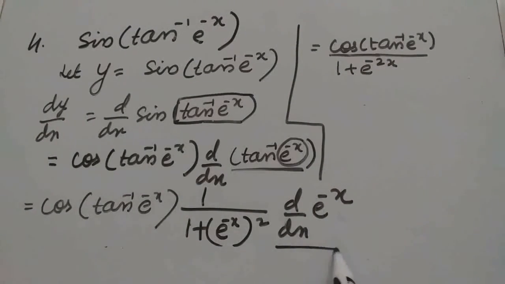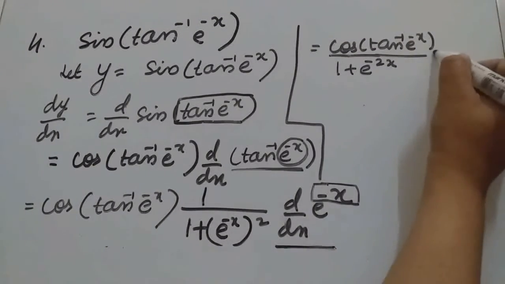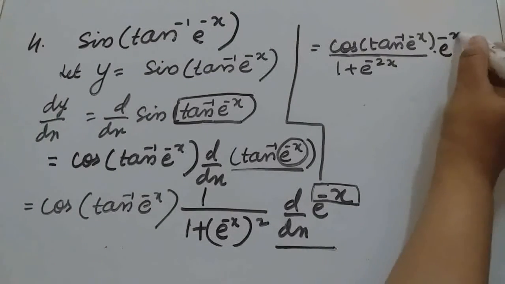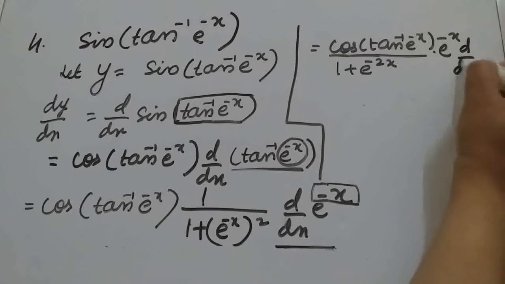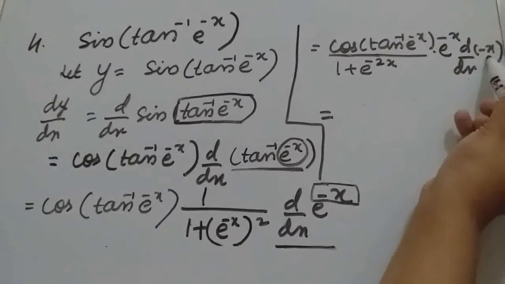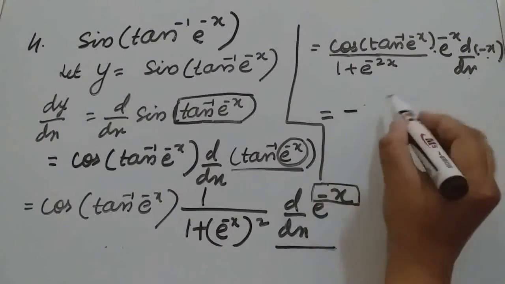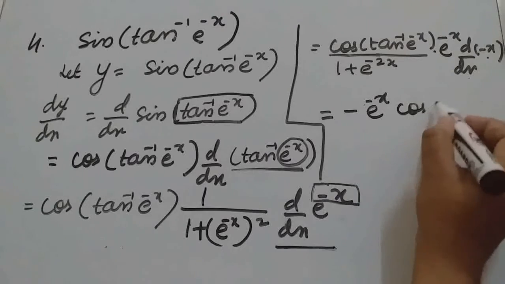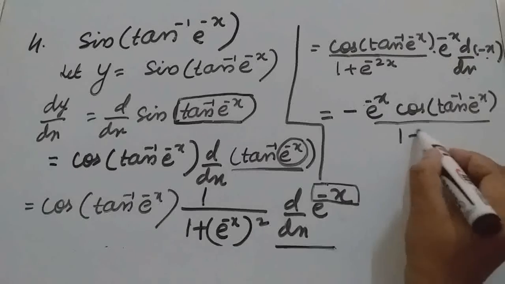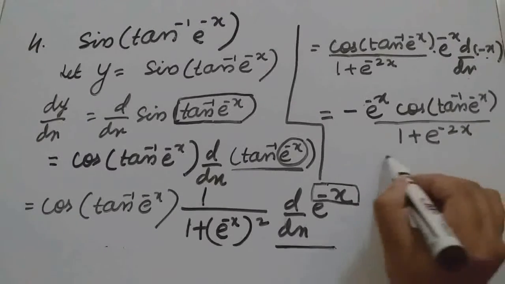And then while taking the derivative of this, again you should check whether it is composite or standard. So we have a formula for x only. Here we got minus x. So what is the formula? E raised to x, the derivative will be same. So e raised to minus x, the derivative will be same, e raised to minus x, but then the derivative of minus x. Okay. So the final answer: the derivative of minus x is minus 1. So minus e power minus x cos of tan inverse e power minus x divided by 1 plus e power minus 2x. This is your answer.